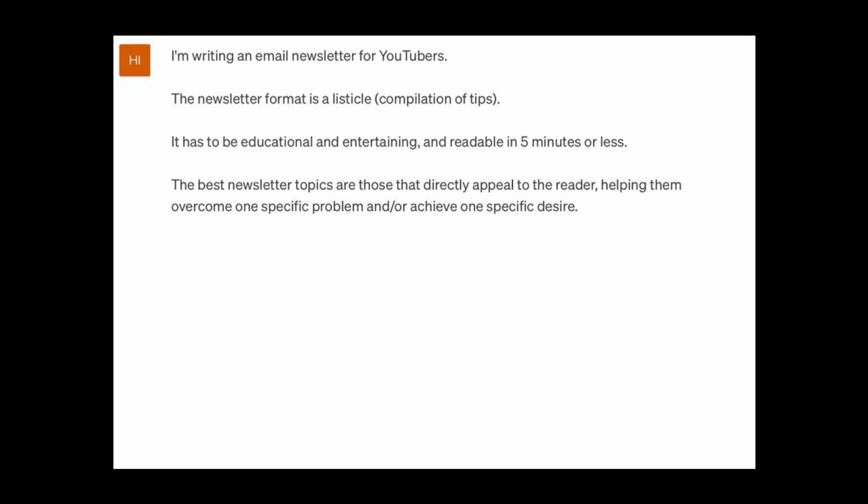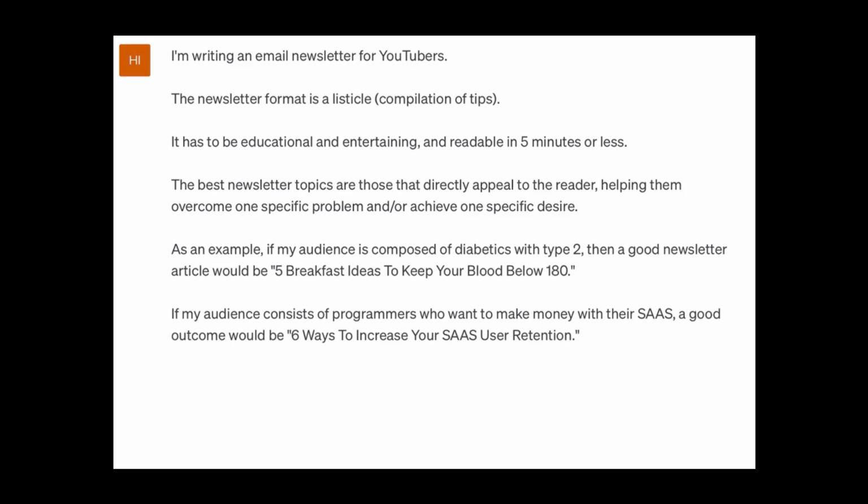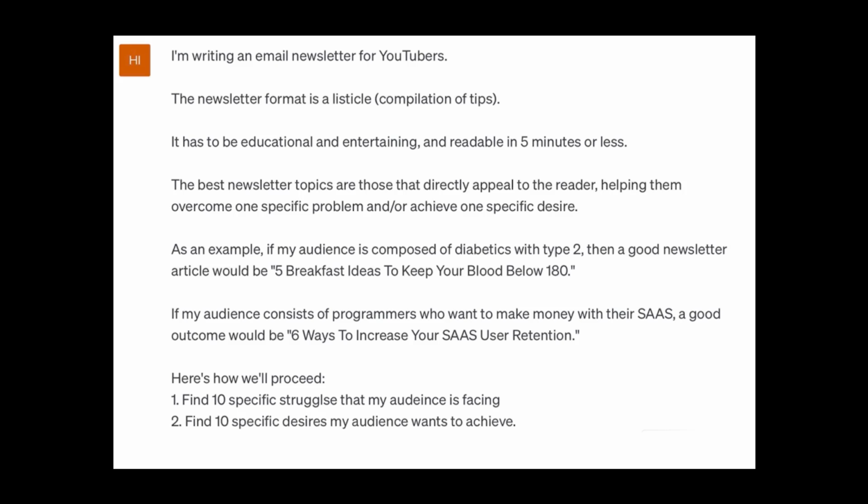So the best newsletter topics are those that directly appeal to the reader, helping them overcome one specific problem or achieve one specific desire. As an example, if my audience are diabetics with type 2, then a good newsletter title would be 5 breakfast ideas to keep your blood sugar levels below 180. If my audience consists of programmers who want to make money with their SaaS, a good outcome would be 6 ways to increase your SaaS user retention. So here's how we'll proceed. Number one, find 10 specific struggles that my audience is facing. Number two, find 10 specific desires my audience wants to achieve. And number three, come up with 10 specific newsletter topics that I can pick from. Let's get started.